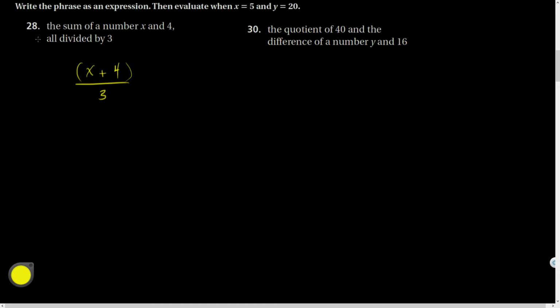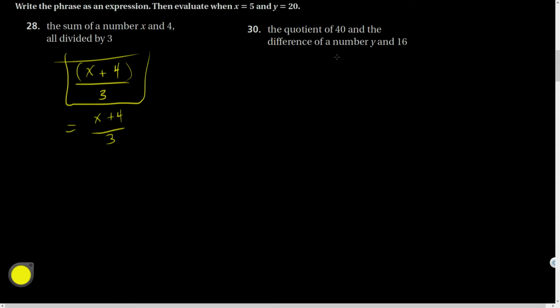And this word all is technically not necessary because the word sum already implied that the addition was taking place first. Also, I could simplify this. Once I realize that it's all divided by 3, this fraction bar is a type of grouping symbol on its own, so technically I could simplify it, but they didn't ask us to simplify. They just wanted us to translate it like so, right?